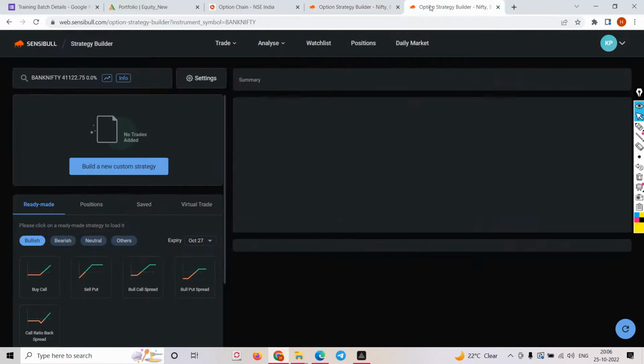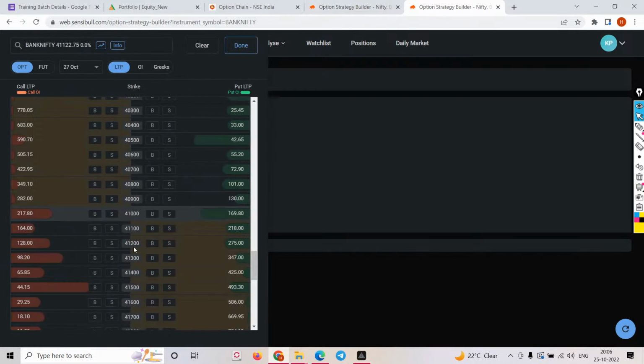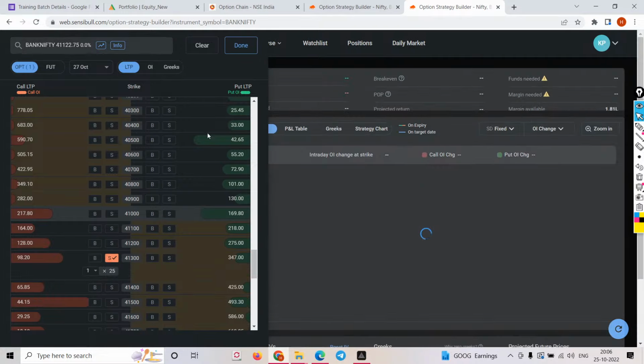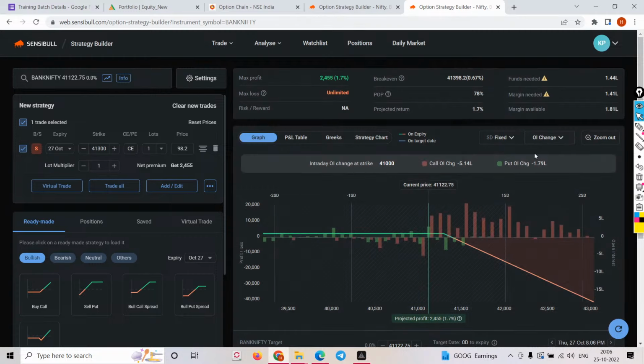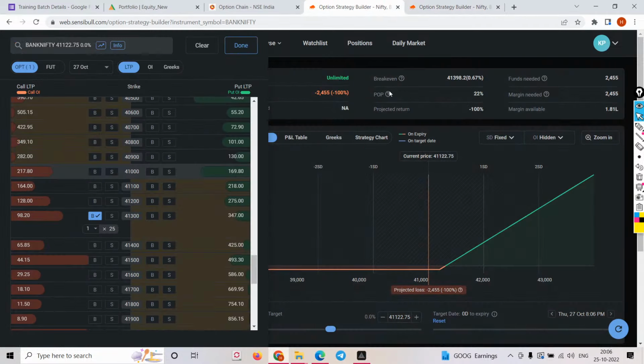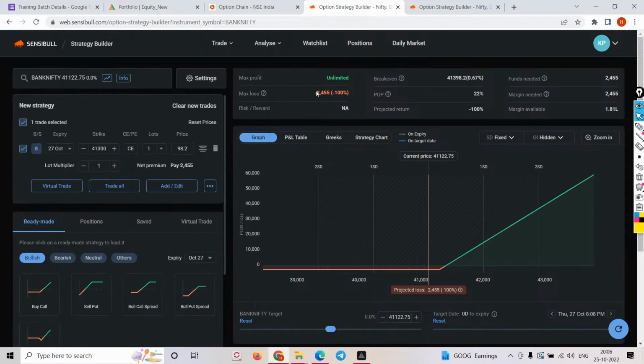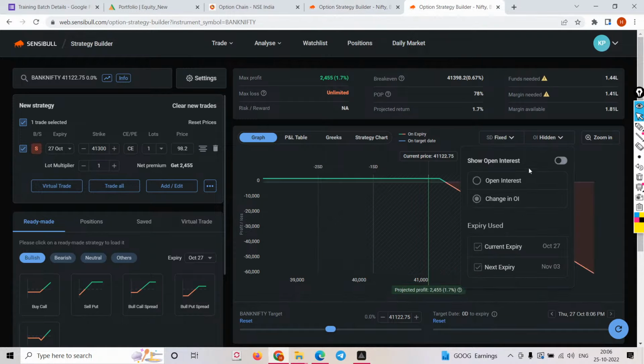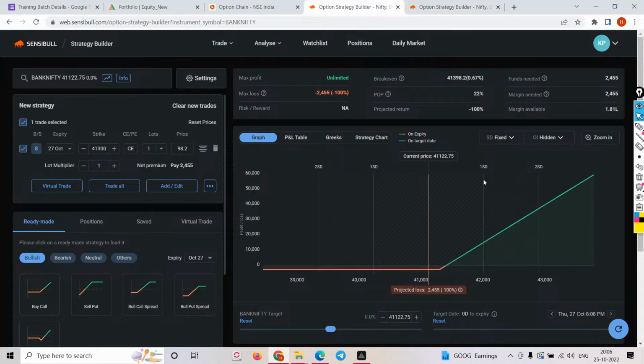Now I'll take you to the other screen, where I'll sell the same thing, the 41,300. Let me uncheck this one. Now if you look, there are 2 tabs: the left tab is for buying, and the green tab is for selling. Looking at this, your maximum loss is 2,455.